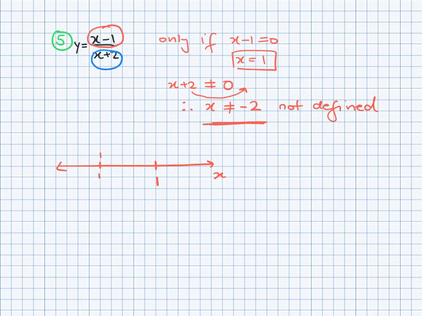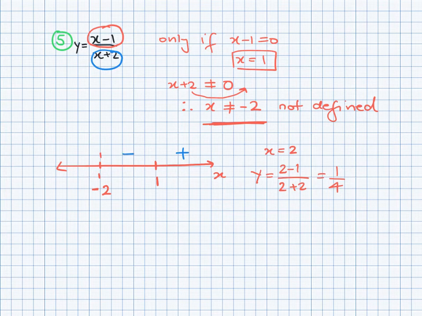So, and this is how we're going to label that. So it's -2. Again, we do have single factors, so the signs should alternate. I'm going to choose a number bigger than 1, x is equal to 2. So y is equal to 2 take away 1, over 2 plus 2, that's 1/4. It is positive, it's going to give us positive.